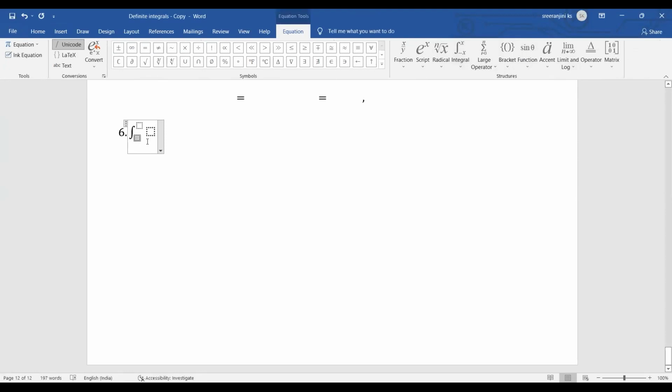For convenience, I'm taking the lower bound as 0 and the upper bound as 1/2. Oh, if it is 0, then the fraction will not occur. Okay, I'm taking this as 1/2. Then to 1, the upper bound as 1. Then x dx.